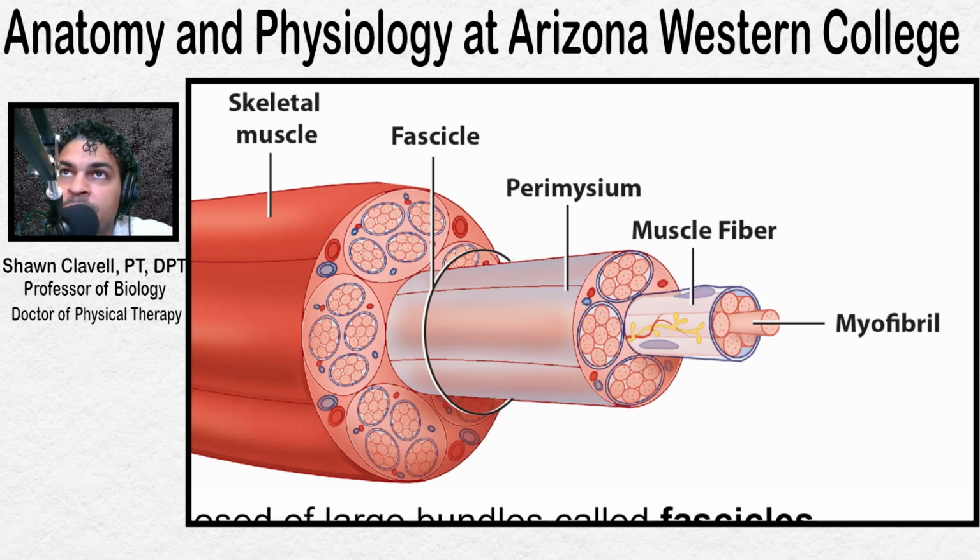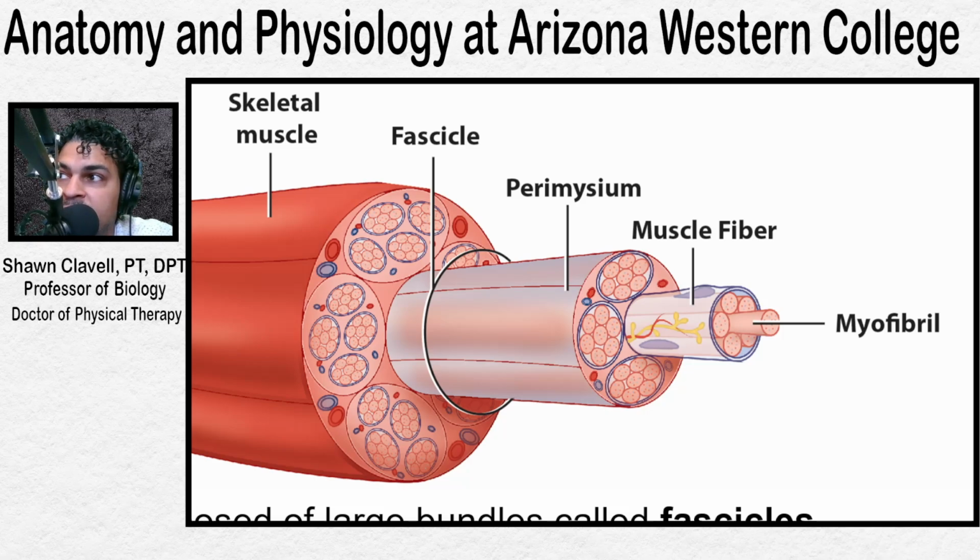So now if we're looking from bigger to smaller, each skeletal muscle is made up of fascicles. Each fascicle, covered by the perimysium, which we'll talk about a little bit later, is a bundle of muscle fibers. So a bundle of muscle fibers creates a fascicle. And ultimately, the myofibril is a protein structure that gives shape to the muscle fiber. And so a bunch of these myofibrils put together form a muscle fiber.